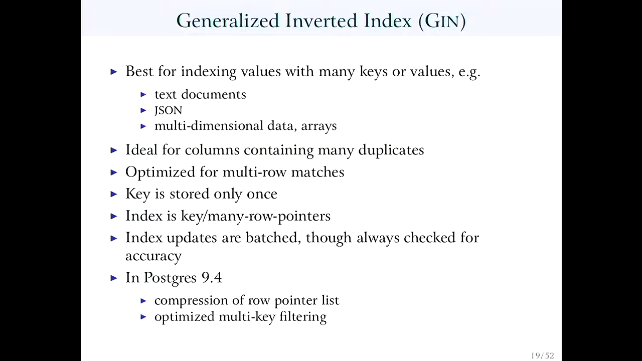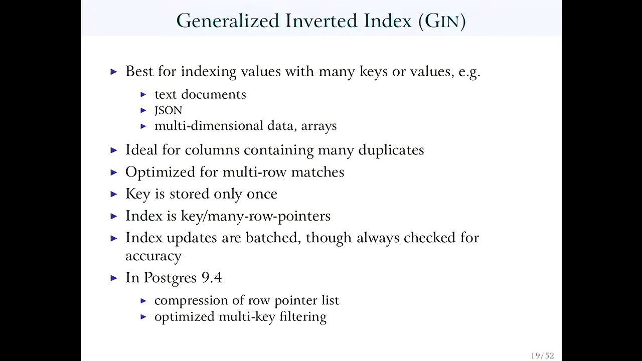So, GIN is optimized for multiple matches: the key is stored only once, and the index entry is the key with many row pointers. Remember, B-tree was key, row pointer; this is key, many row pointers. I'll show you a visual example later. Indexes are batched. One of the problems we always have with bitmap indexes is that updates are very expensive. So the GIN code has a queue: when you change the index, the change goes into the queue, and when anyone looks up the index, they check the queue first and then the main index. Then you batch those updates, because when we originally implemented GIN, the updates were very slow. Over time we were able to batch them, and that really improved the insert and update performance of GIN indexes, so now they perform really well.